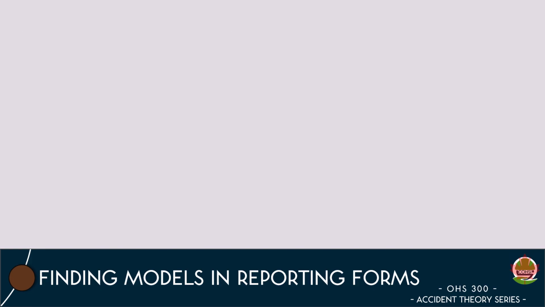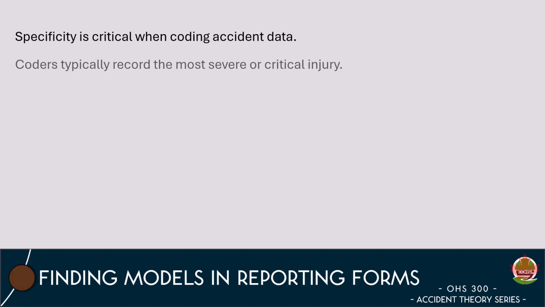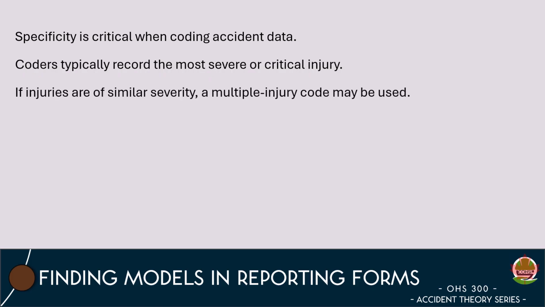When coding accident data, specificity is essential. For variables such as nature of injury and part of body, the coder typically records the most critical or severe injury. If multiple injuries are present and are of similar severity, a multiple injury code may be used. For example, if several injuries occur within the same body region, such as multiple head injuries, it is more appropriate to code multiple locations within that region rather than multiple body parts.